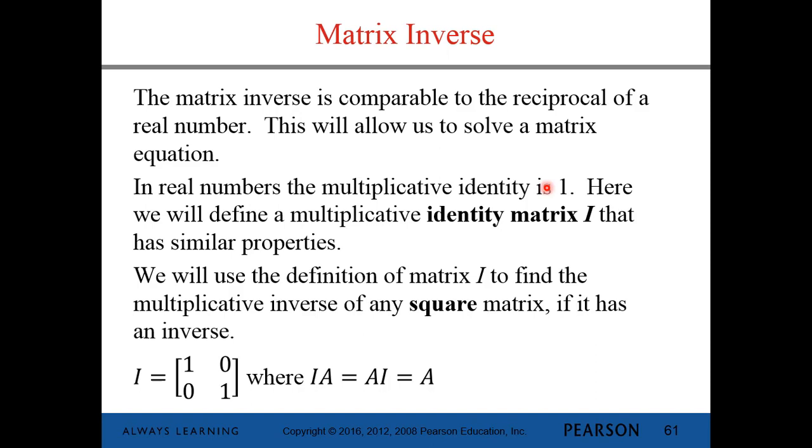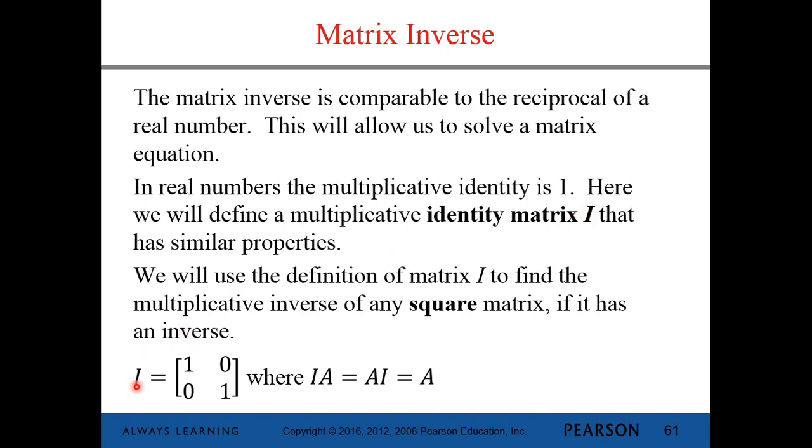together equal 1. Well, in matrix multiplication, we have a similar situation where we can find an inverse matrix where if we multiply a given matrix by its inverse, we will get the multiplicative identity matrix, which we denote as I. Okay, so I is the identity matrix for multiplication. And I mentioned this in the last section.